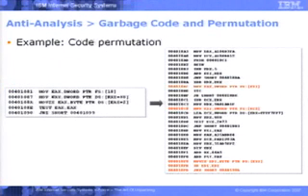Just to show how effective permutation and garbage instructions are, on the left side is a very simple debugger detection technique. But when you use code permutation and garbage code, that is what it looks like. On the left side, you will understand what it does in about 5 seconds. But if you try to understand the one on the right, it will take you several minutes.